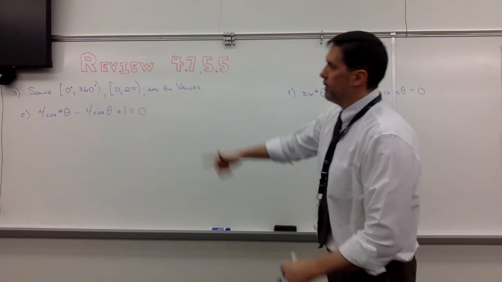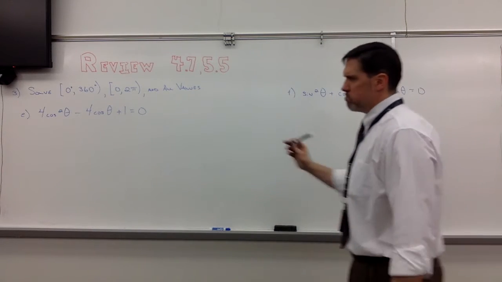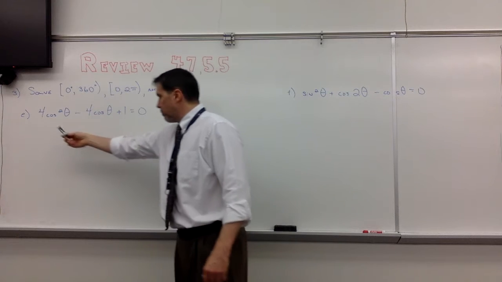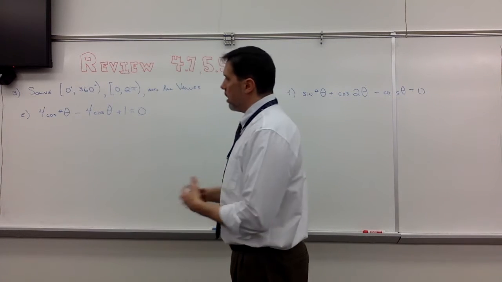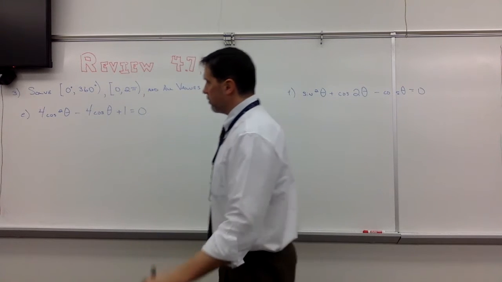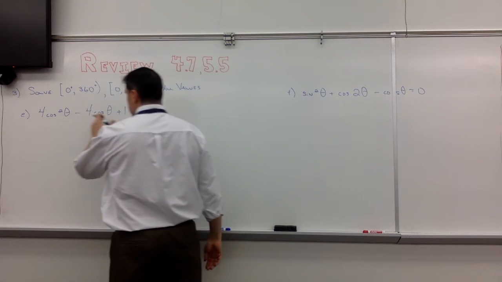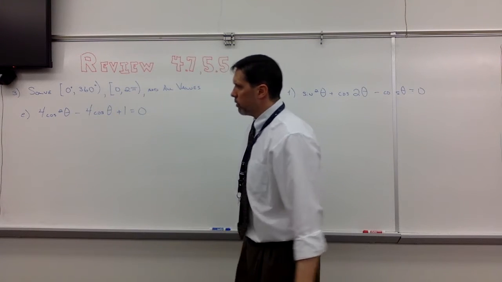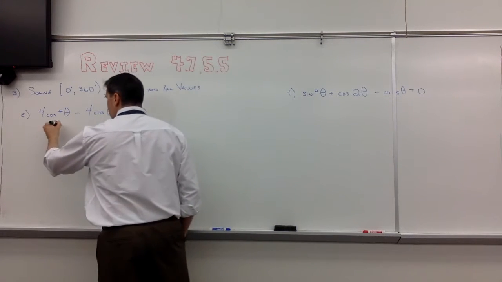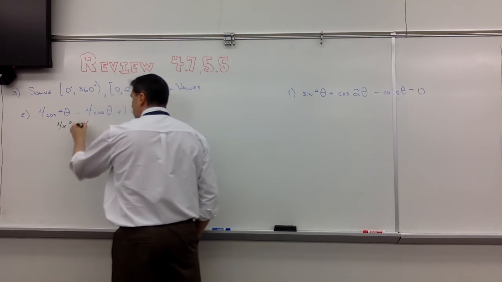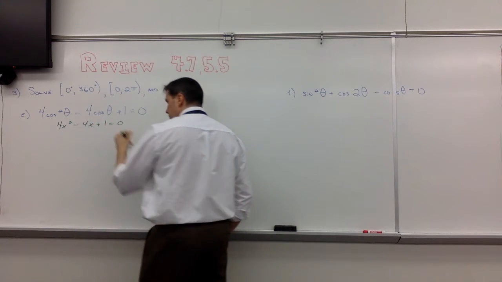Here we go. Letter E. Pretty similar to the one that came right before this with the sine squared. I'm thinking we're going to be factoring this one again. Now this, I believe, turns out to be a perfect square trinomial. Again, I'm thinking 4x squared minus 4x plus 1. How does that factor?